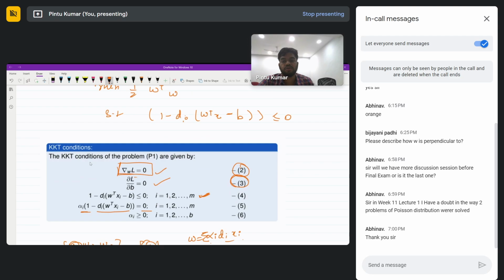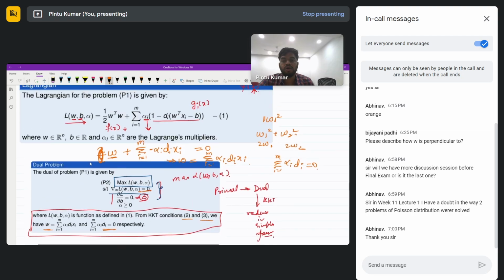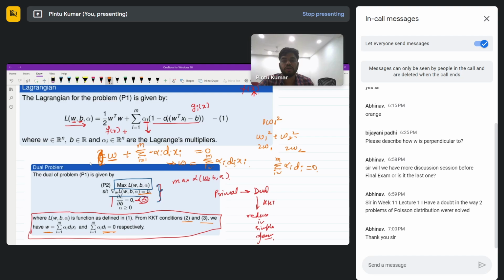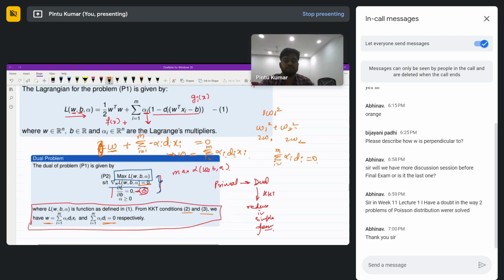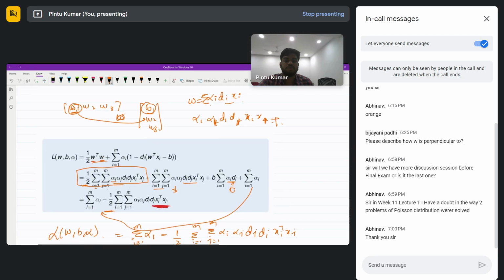How did you write that W is equal to alpha I di xi? I think you derived it from the Lagrange. W is nothing but from the Lagrange, you derive W equal to sigma whatever, and again you replace that same thing in the Lagrange, so that we can express it in terms of alpha and di.